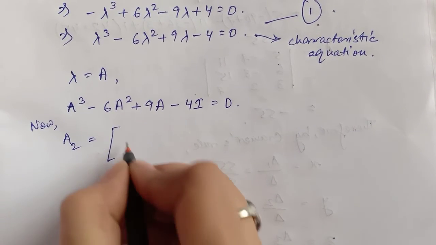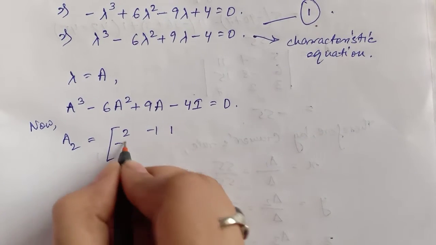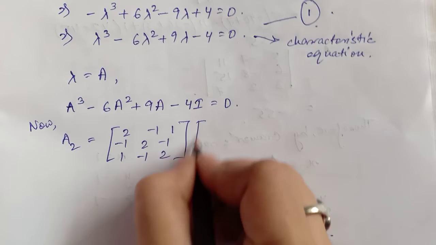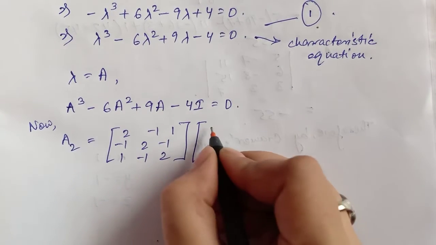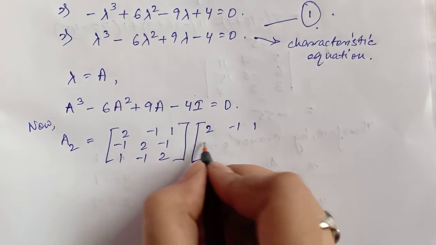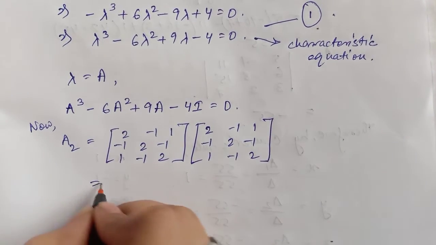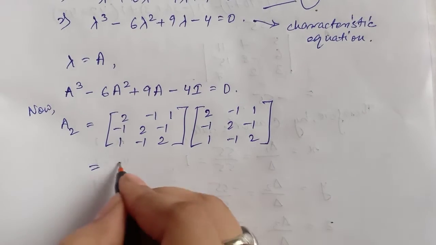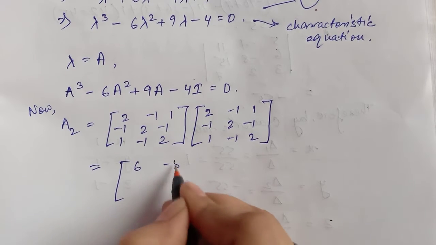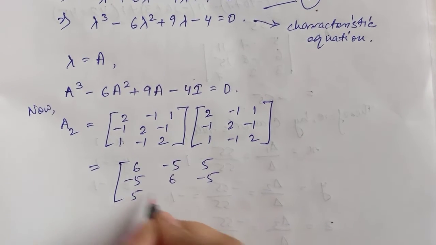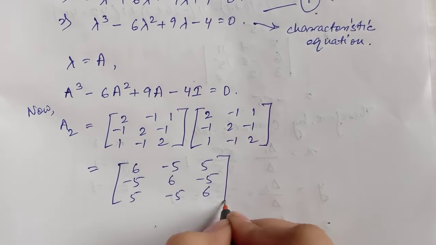So A square equals [2 -1 1; -1 2 -1; 1 -1 2], multiplying this with the same matrix, [2 -1 1; -1 2 -1; 1 -1 2]. So solving this, we get [6 -5 5; -5 6 -5; 5 -5 6]. After finding A square, we need to find A cube.